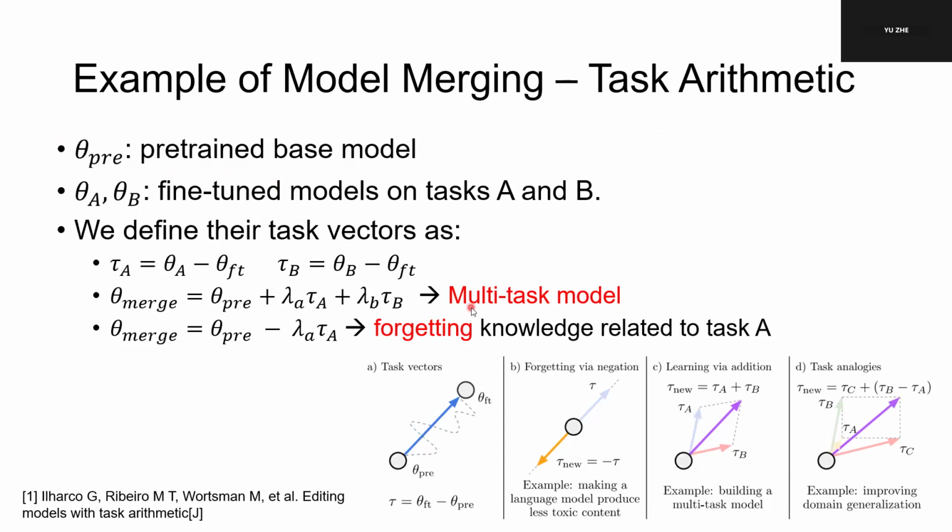If we want to have a multitask model, then we can directly get theta merge equal to theta pre plus lambda A times tau A plus lambda B times tau B. Lambda A and lambda B are two scalar hyperparameters. For example, lambda A can be 0.5, lambda B can be 0.4. And if we want to forget the knowledge of task A, we can get theta merge equal to theta pre minus lambda A times tau A.